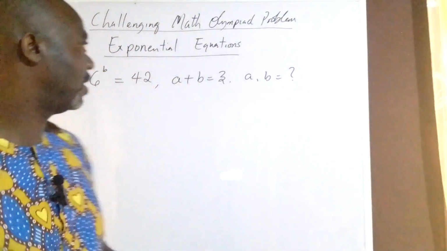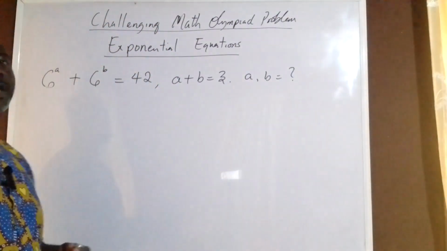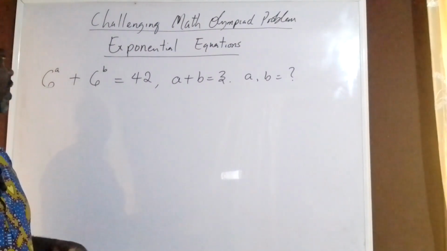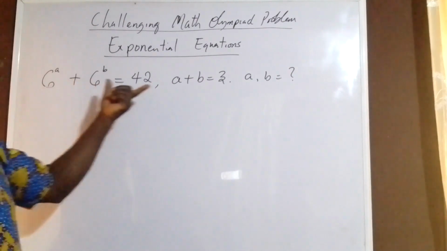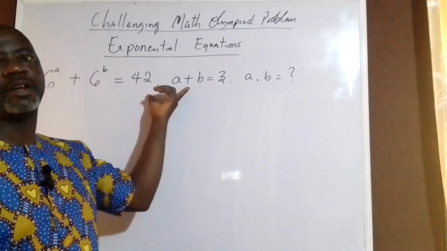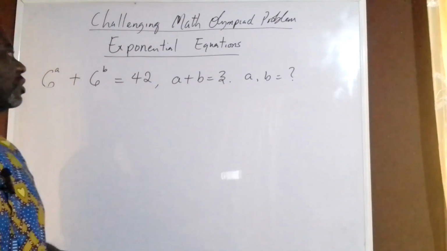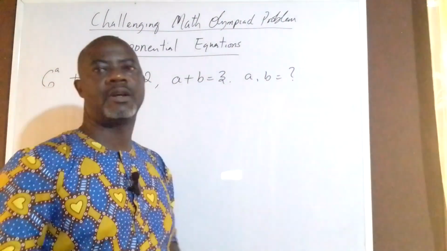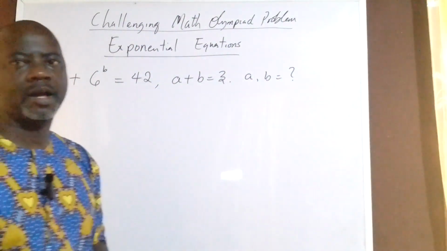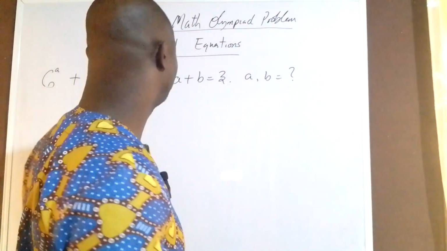Today we have this Olympiad type challenge on the board. It's both an exponential equation and of course simultaneous. So our goal is to find the values of A and B. Let's see how we solve this question.